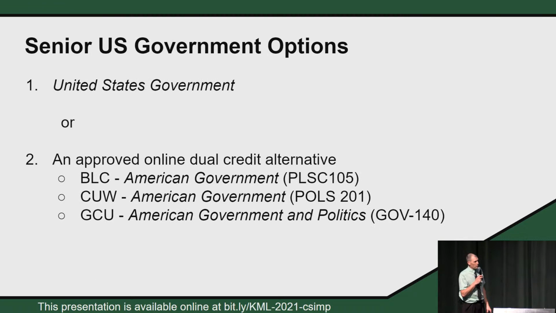Seniors also have a requirement that they take U.S. government, and again, here are two different paths for them to get that credit. They can take the in-person United States government course here on Kettle's campus, or we have 3 different partner colleges and universities that offer an online dual credit version of U.S. government.